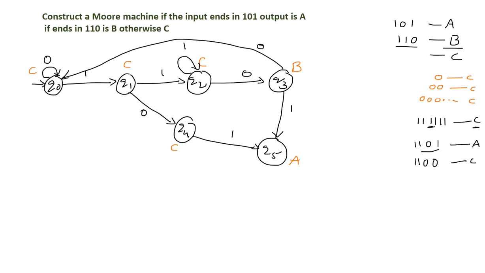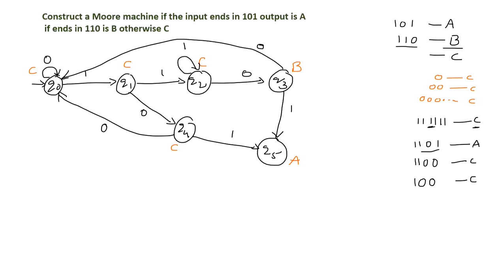Now we will design Q4 on 0. Q4 means 10 is already seen. If one more 0 is seen, the output should be C and it has to go back to the starting state. So Q4 on 0 goes back to the state Q0 and the output is C.